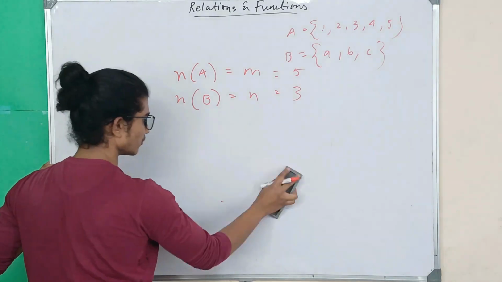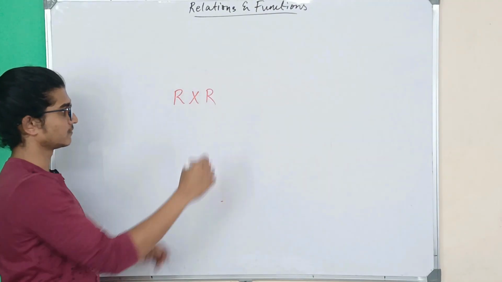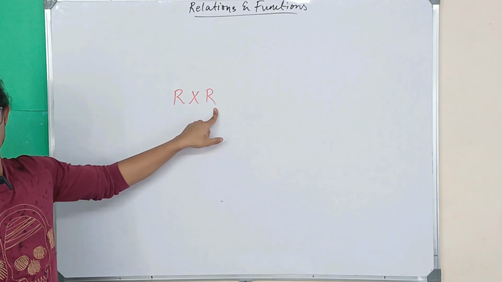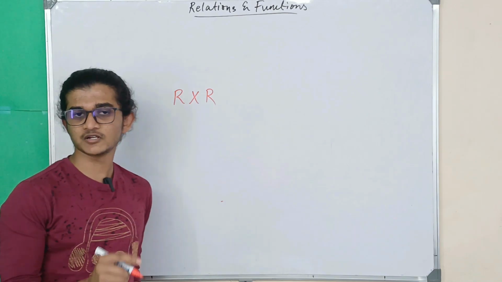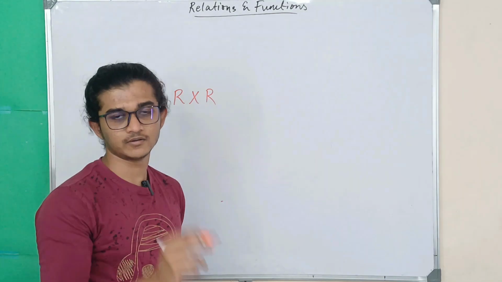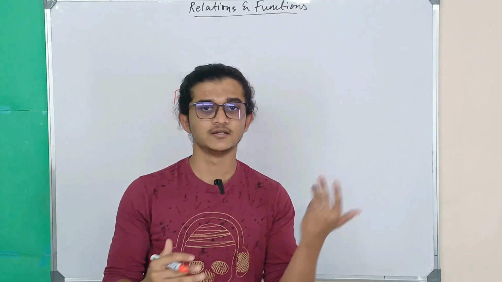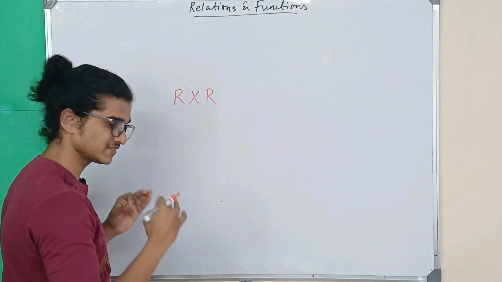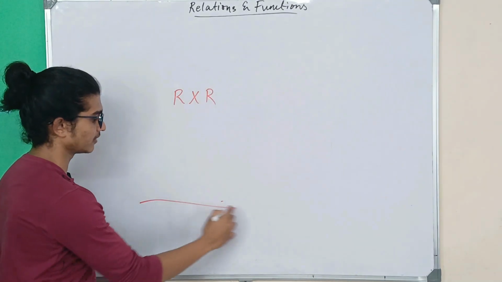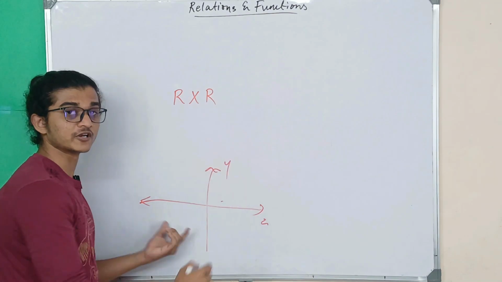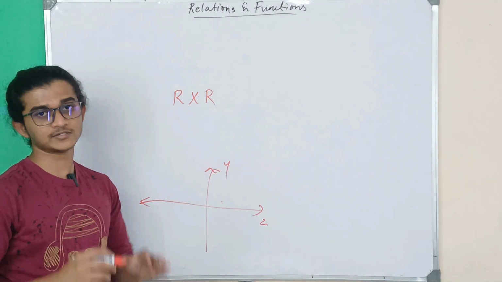The next thing you should note is R cross R, where R is the set of all real numbers and you are multiplying it with the set of all real numbers. If you don't know what real numbers are, it is the set of all rational plus irrational numbers. If you unite rational and irrational numbers, you get all real numbers. It's basically every number on the number line. So you have this real number line, x-axis, y-axis, right? Every single number which you can represent on this number line is a real number.